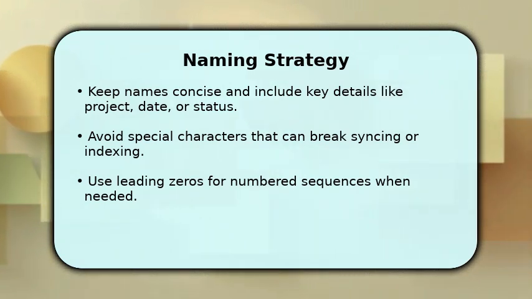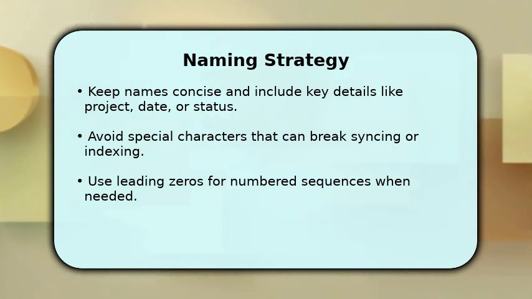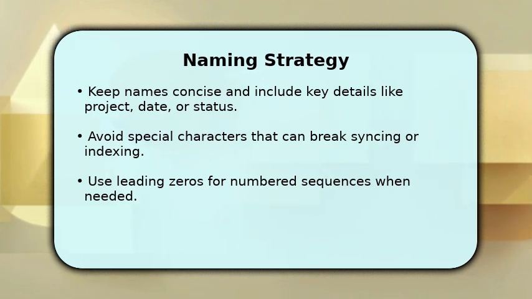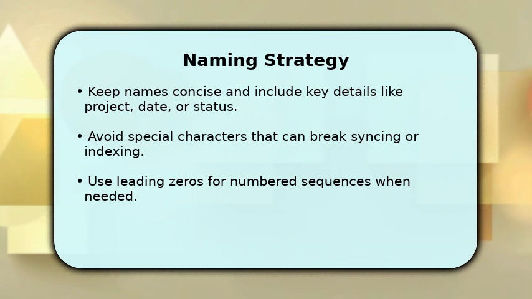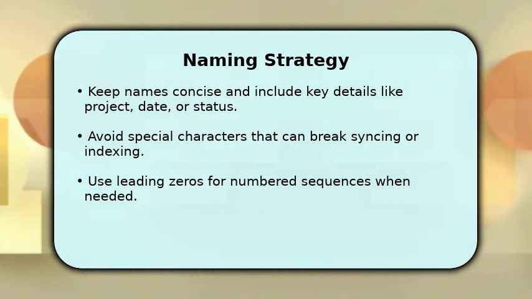Start with a predictable order such as client, project, date to keep sorting logical. Use consistent separators like underscores or hyphens and avoid spaces if possible for compatibility. Include version indicators like V1 or V2 for drafts and add keywords for quick search hits. If many files belong to one sequence, pad numbers with zeros so sorting stays correct.